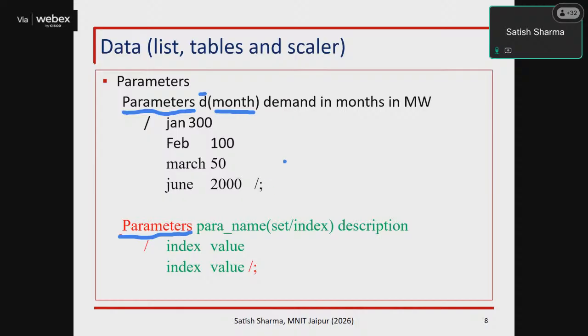So a month, and then the description part is defined here: demand in months in megawatt. Then in a backslash, I have defined the index. So the Jan month has 300 demand, Feb has 100 demand, March has 50 demand, and June has 2000 demand. It need not be in sequence as well. That's why I omitted April and May in between. You have complete freedom. So this is how we can define the parameters.